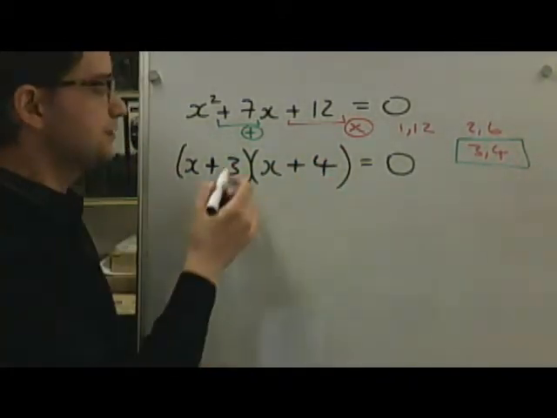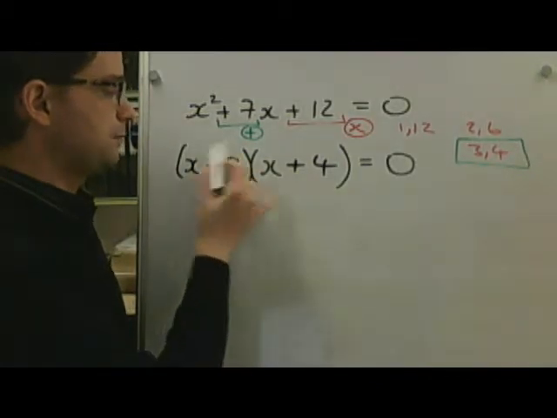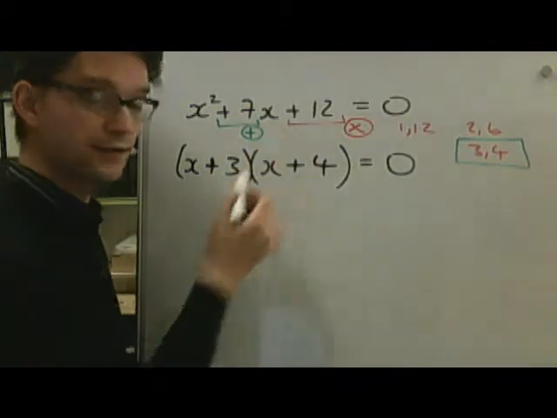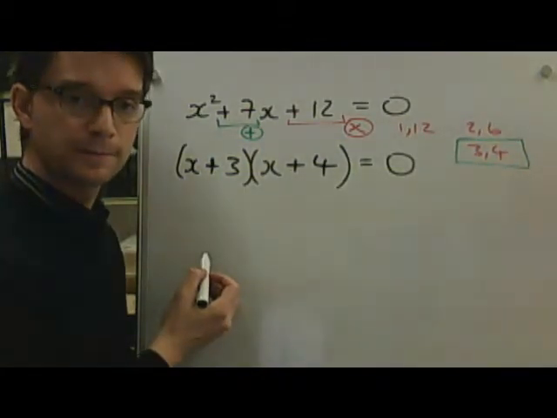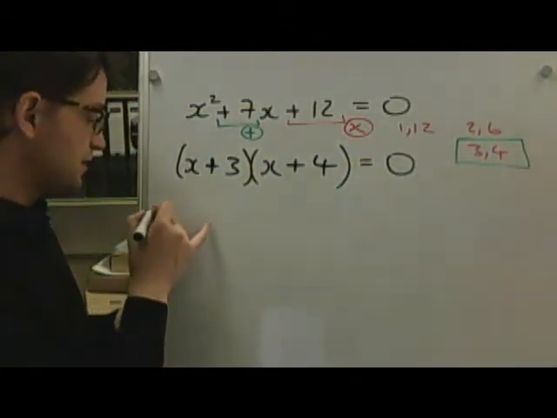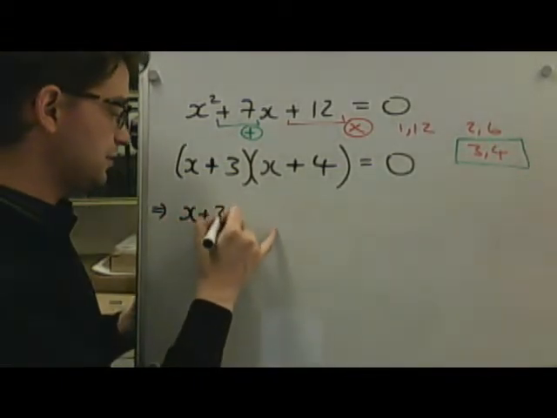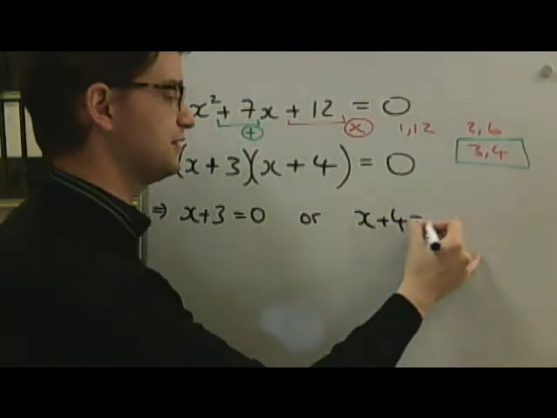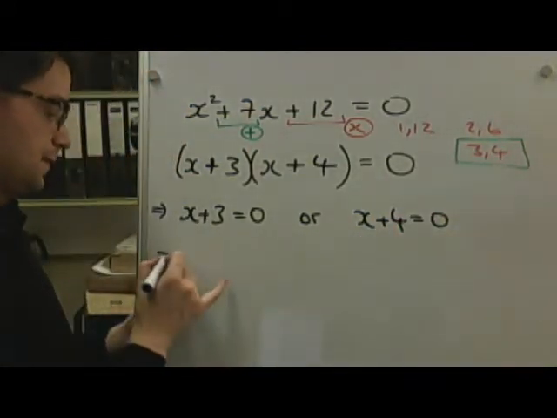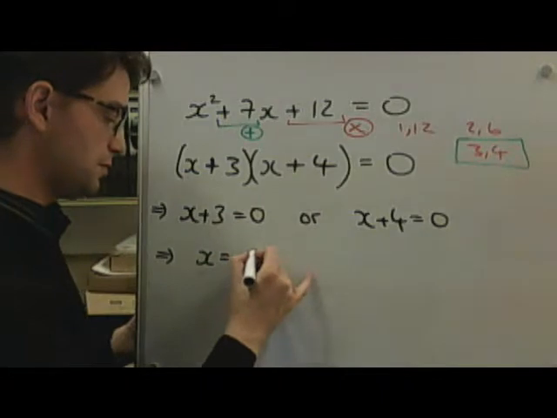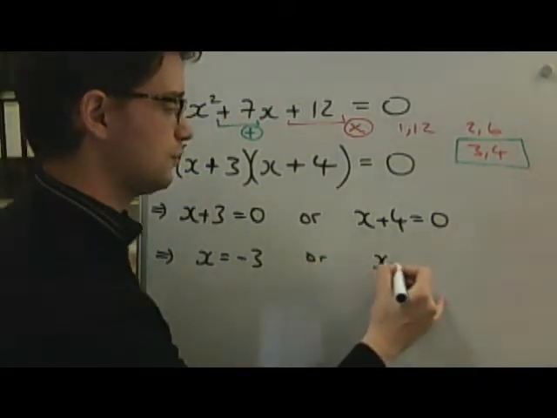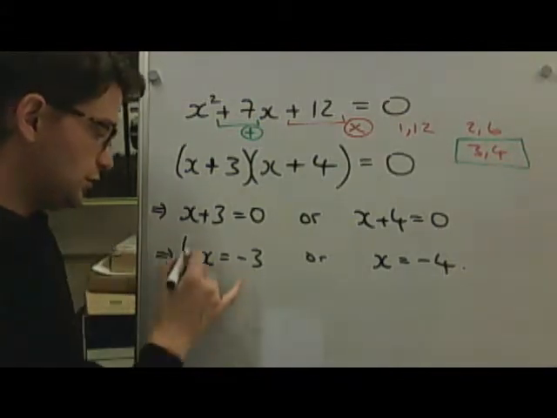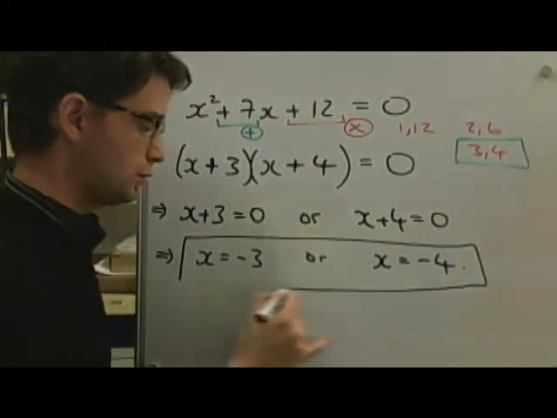I check whether the factorisation works. X squared plus 4x plus 3x plus 12. So yes, the factorisation works. And so this means either x plus 3 equals 0 or x plus 4 equals 0. Which means x equals minus 3 or x equals minus 4. And these are my 2 solutions for the quadratic equation.